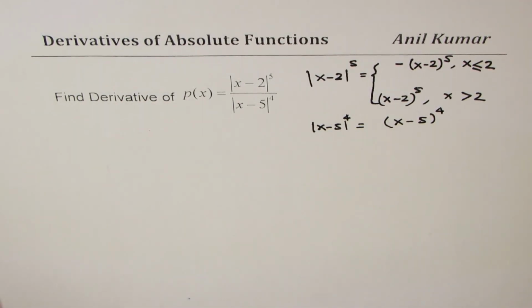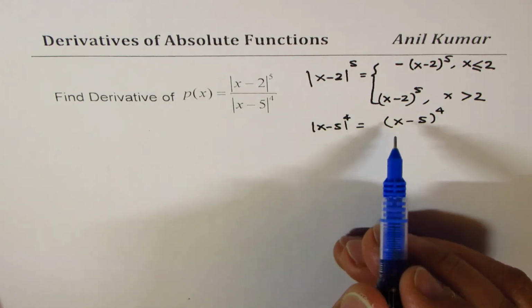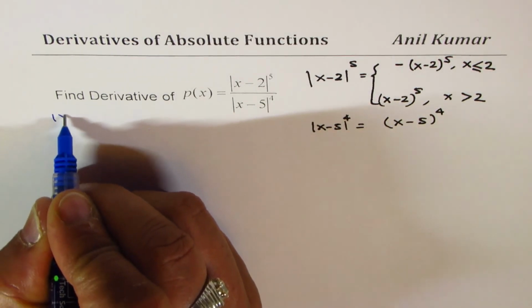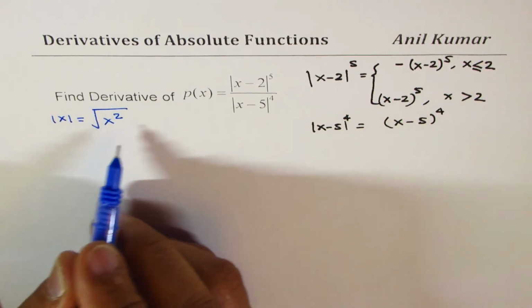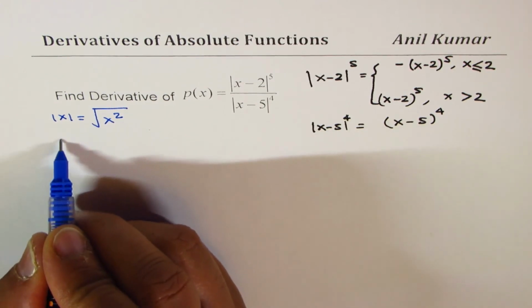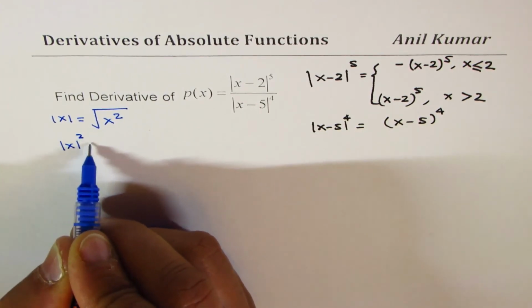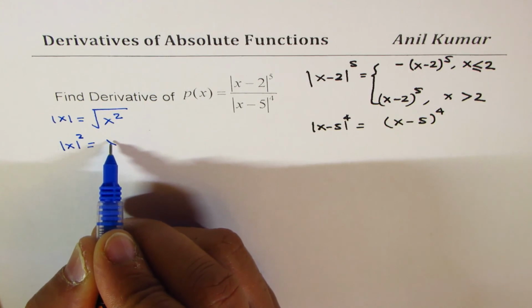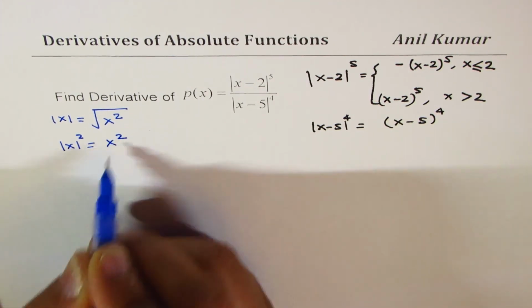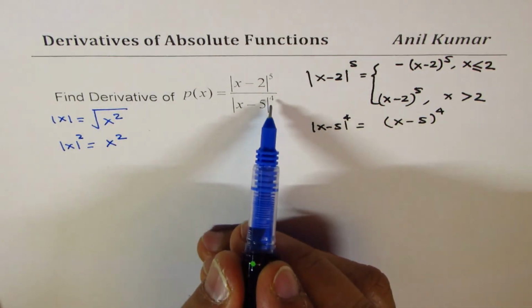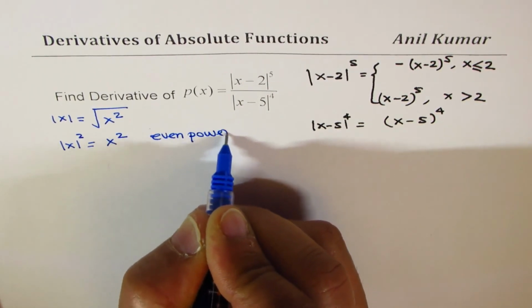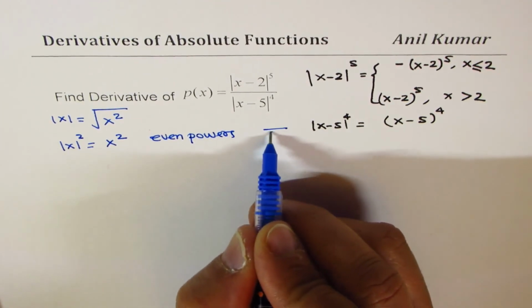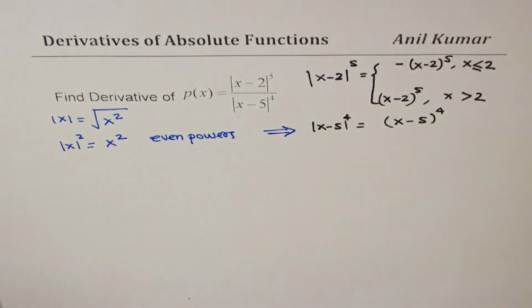Well, for some of you, if this concept is not very clear, let's get back to the absolute value of x, which is equal to the square root of x squared, right? Then what is the square of the absolute value of x? It is going to be x squared. You get an idea, right? So if we have even powers, then it would be a similar situation, and therefore I could write like this. Is that clear? Okay.